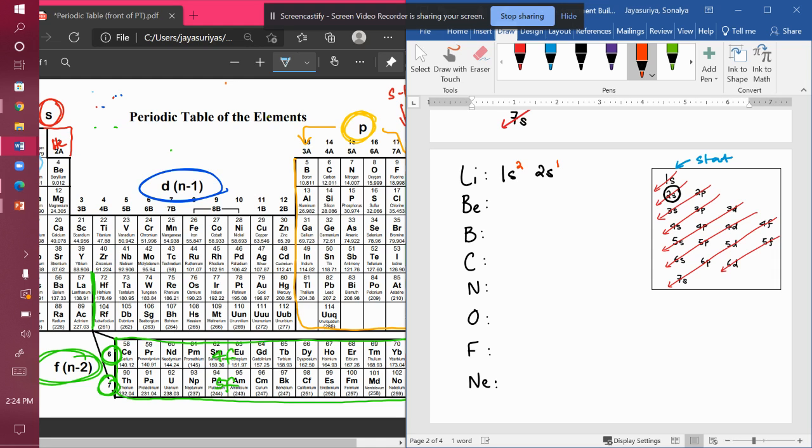Think of the leftover orbital as the people that go to fourth lunch. They only get what's left over from 1, 2, and 3 lunches. Okay? All right. Now, beryllium.